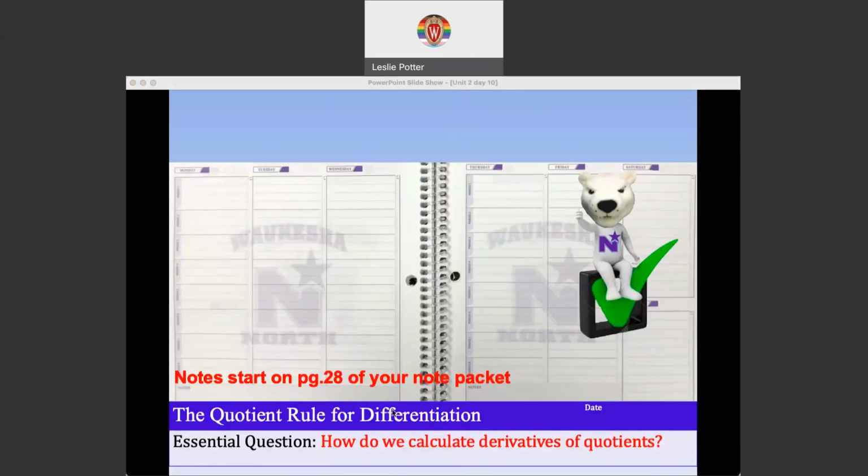We know, especially from Unit 1, that we deal a lot with rational expressions, expressions that are fractions, and evaluating those expressions. In Unit 1, we were evaluating limits. Now we're evaluating derivatives. So I don't think it's too surprising that we had to start talking about what we do to differentiate something that's a quotient. So our essential question today is, how do we calculate derivatives of quotients?